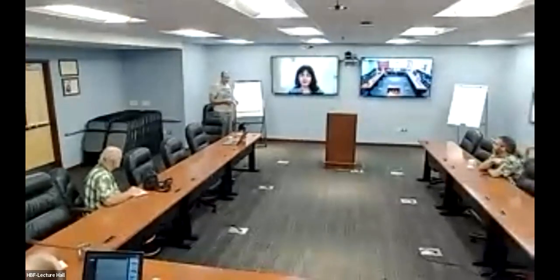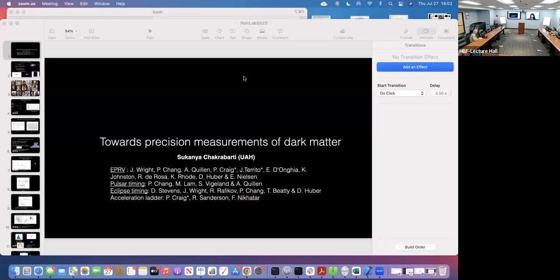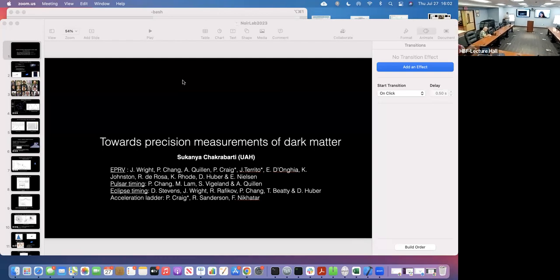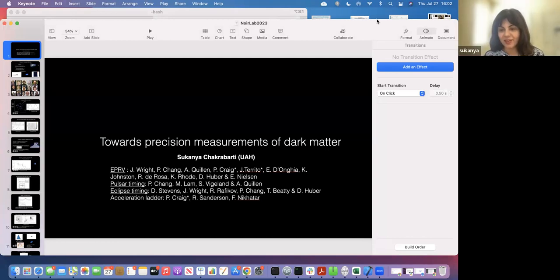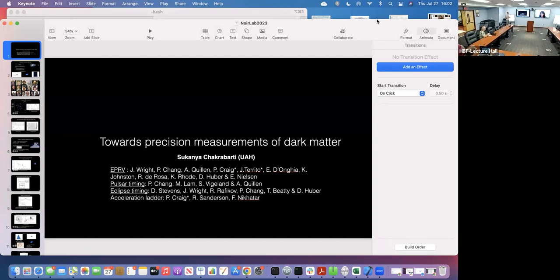Today she will talk about, she changed the talk slightly from the previous idea, the constraints towards the precision measurement of dark matter, was it still with Pulsar Timing Array, or including that? Yeah, I'll talk about those areas. Yep, among different things. Okay, the stage is yours.